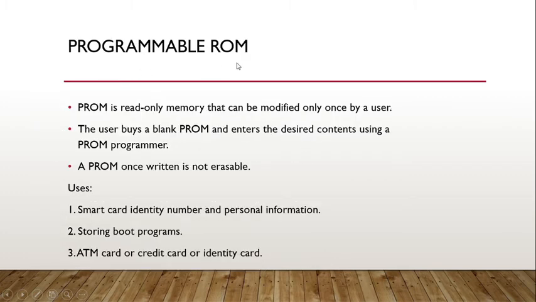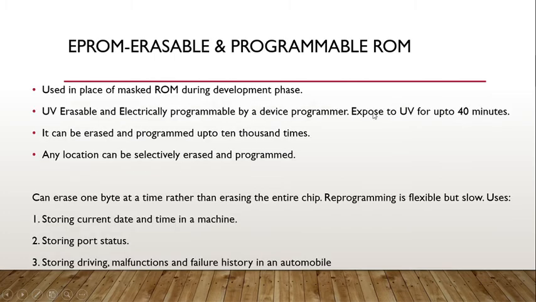Whereas in the case of programmable ROM, the memory can be modified only once by the user. But in this case, you can modify up to 10,000 times. So that much advantage is there. And it is subjected to UV exposure for some time. Any location you can selectively erase and then program. So you can erase, say, one byte at a time rather than erasing the entire chip. So you can see that reprogramming is flexible.